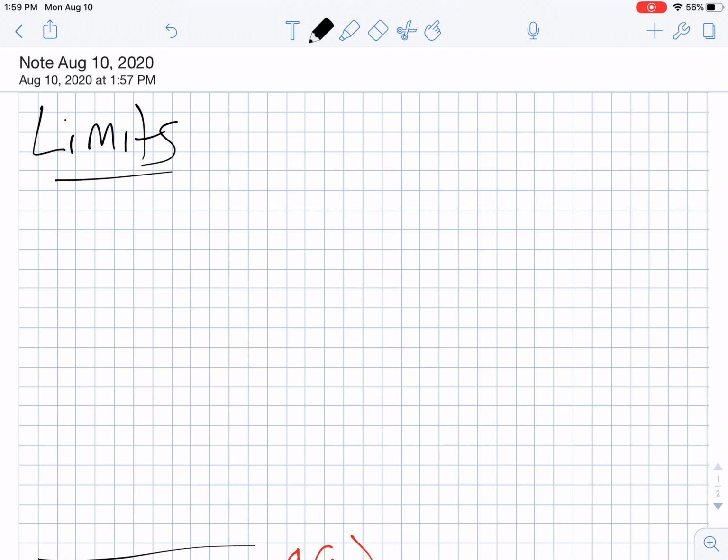Hey guys, so I'm here today for our first lesson, which is about limits. And today we're going to talk about limits from the graphical side of things. So what do we see when we look at a graph?